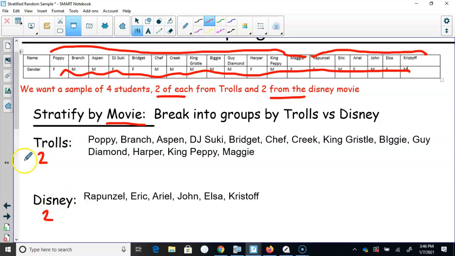So what I'm going to do is a simple random sample, what I just did in the last video, 2 times. I'm going to do a simple random sample of 2 with the Trolls characters and a simple random sample of 2 with the Disney characters.